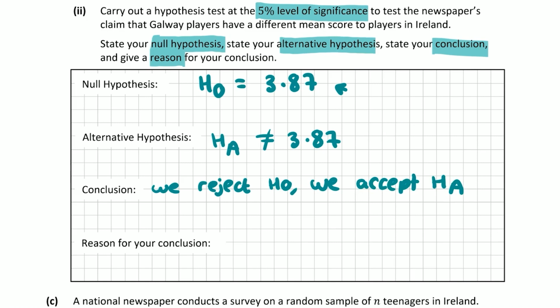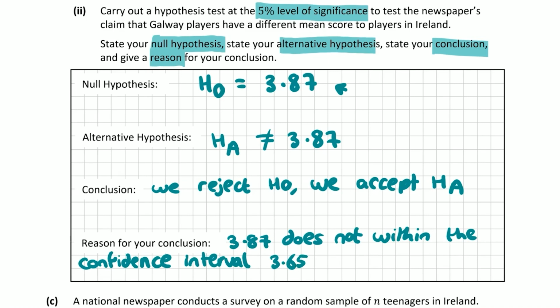And the reason for your conclusion is that 3.87 does not lie within the confidence interval, and that interval was 3.6518 ≤ mean ≤ 3.8282. Okay, so we have now proved, using our hypothesis test, the 95% confidence interval, that the mean in Galway is actually different from the mean for the rest of Ireland. Okay, so for this question, you're going to get a total of 5 marks.